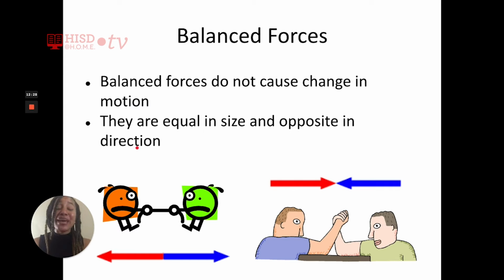20 seconds to fill in the second section on your foldable labeled balanced forces. We want to underline that they do not cause a change in motion and circle the word change. That's key. They do not cause a change in motion. You're down to 10 seconds to fill in the second section of your foldable. And now you're down to your last 5 seconds. Let's continue.